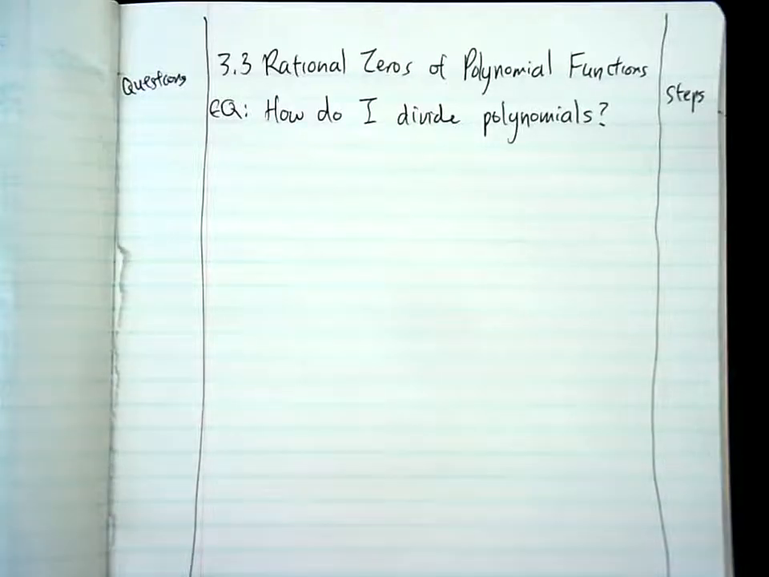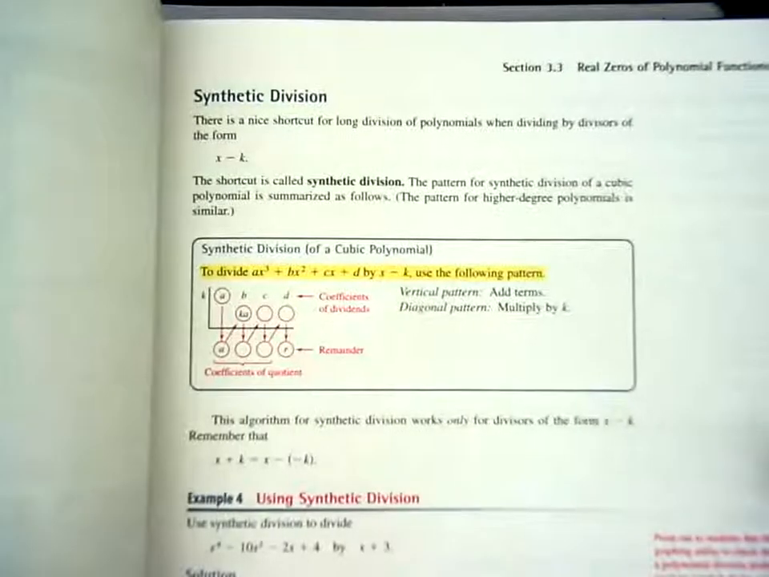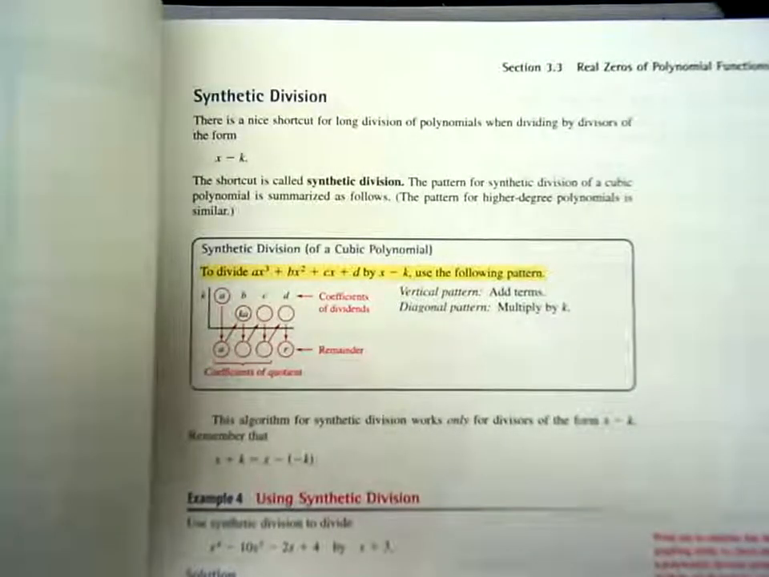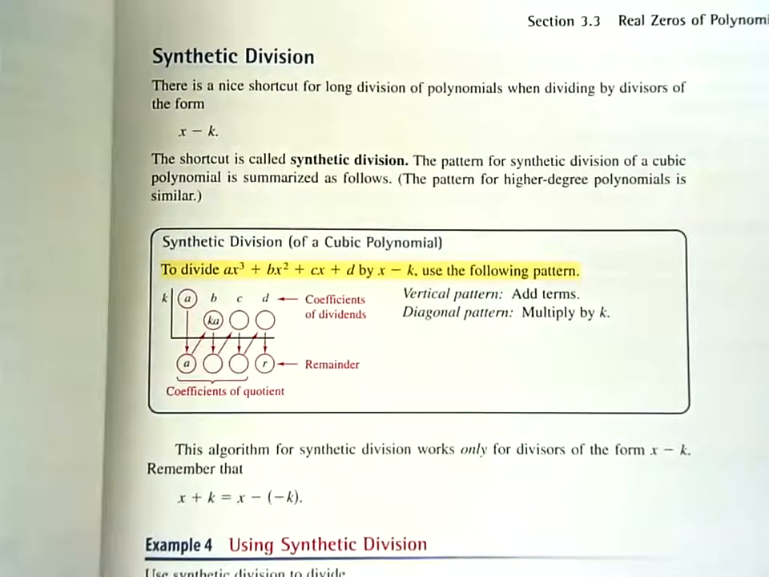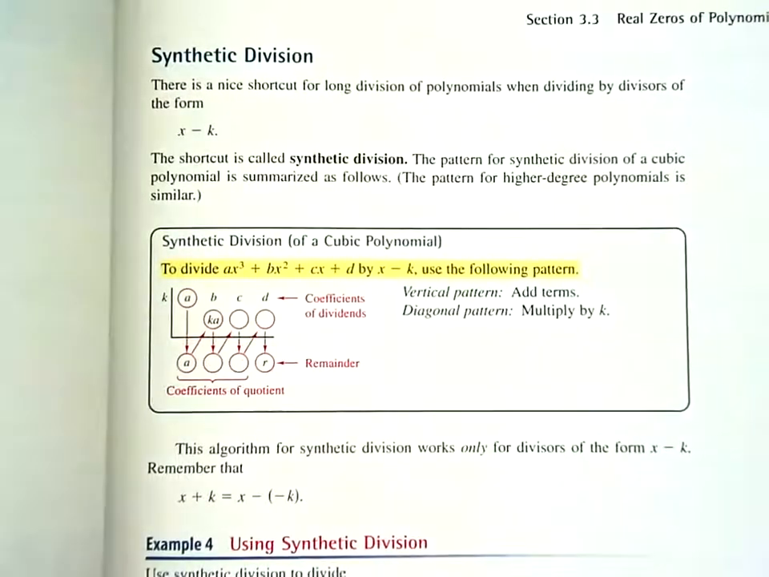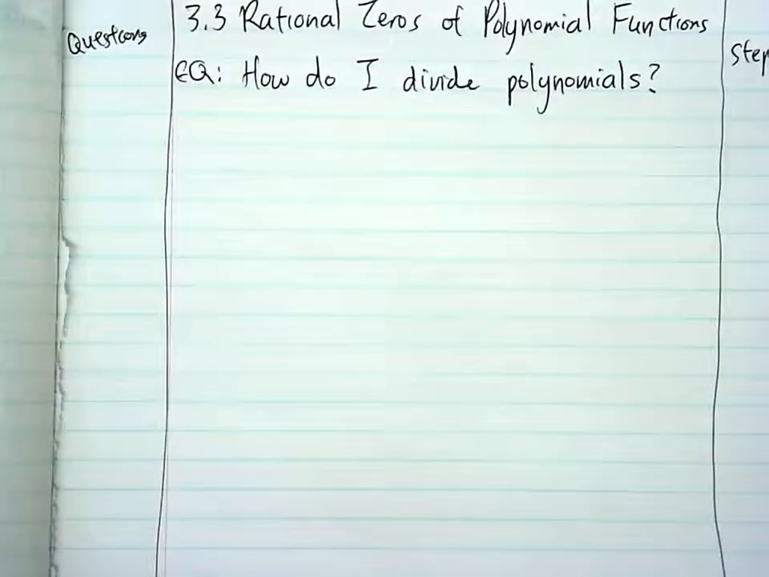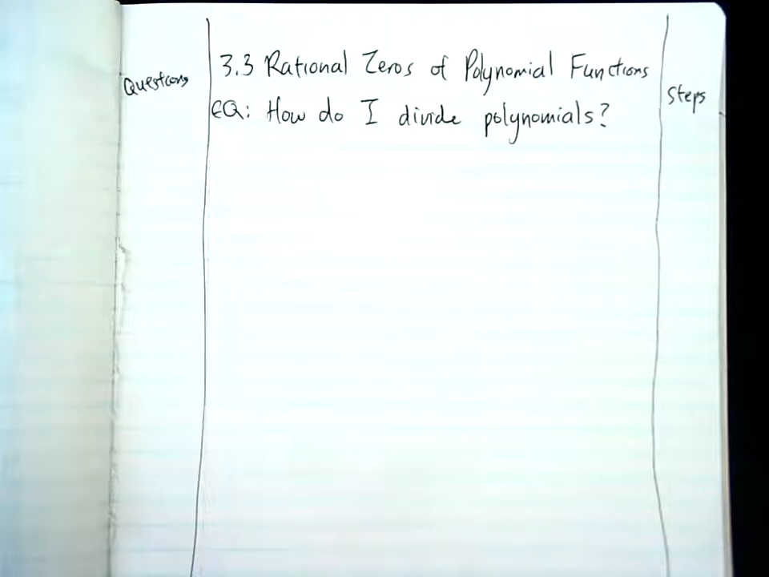Okay, we're doing 3.3 today, and it's rational zeros of polynomial functions. And the essential question is, how do I divide polynomials? Go ahead and copy the notes down in the box. If you can see it, I'll zoom in. Okay, and before we do synthetic division, we're actually going to divide the long way.